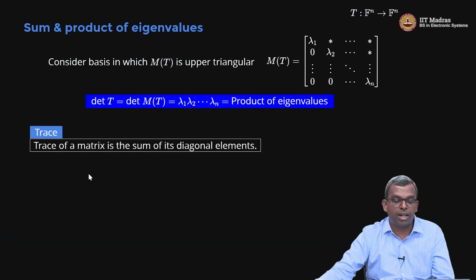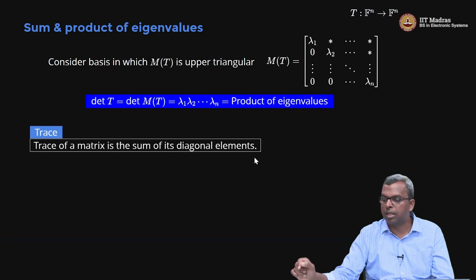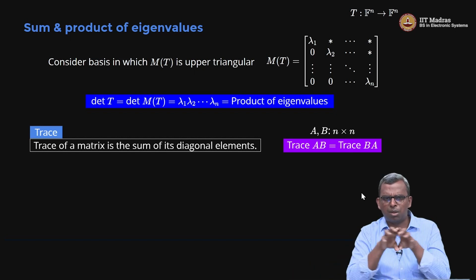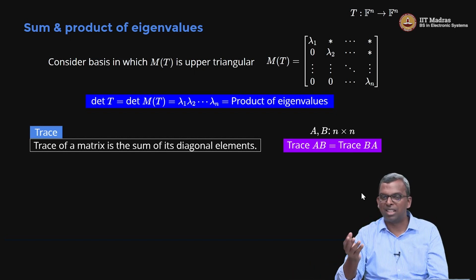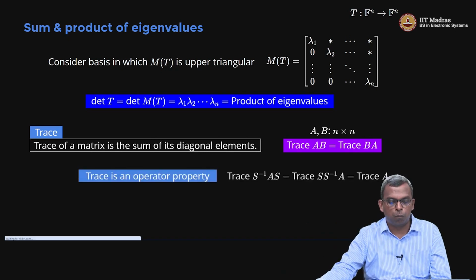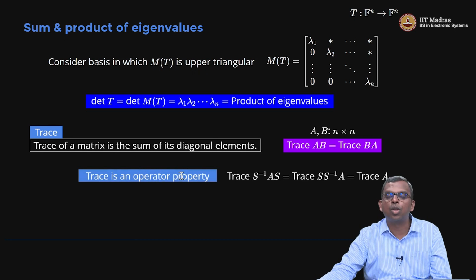What is the trace of a matrix? The trace of a matrix is the sum of its diagonal elements. Add up all the elements on the diagonal, and it is called the trace of the matrix. So, here is a very easy property you can show. If A and B are n cross n matrices, trace AB is trace BA. Just algebraically you can show all the diagonal elements will match for both AB and BA. So, trace AB will be trace BA. So, trace is actually an operator property, it is not a matrix property.